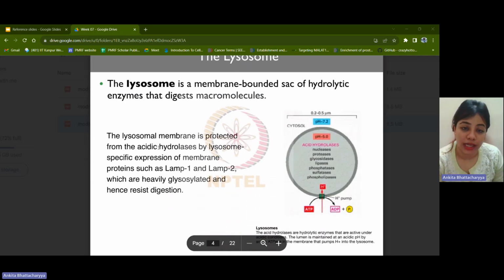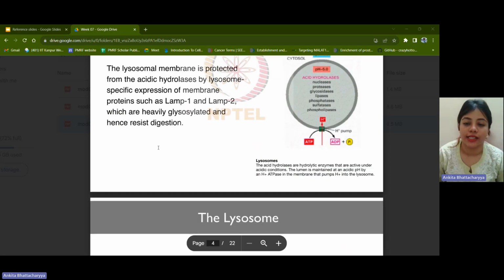So it is the lysosomal membrane that we talked about. It is protected from the acid hydrolases by the lysosome-specific expression of some membrane proteins like LAMP1 and LAMP2, which are very heavily glycosylated, and therefore capable of resisting digestion. The glycosylation is the job of the ER and the Golgi, to correctly glycosylate proteins when required. So the acid hydrolases are hydrolytic enzymes that are active under acidic conditions.